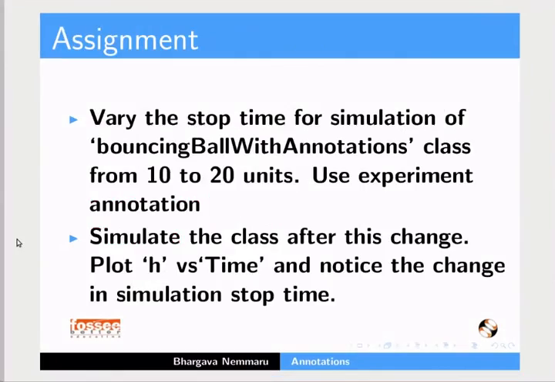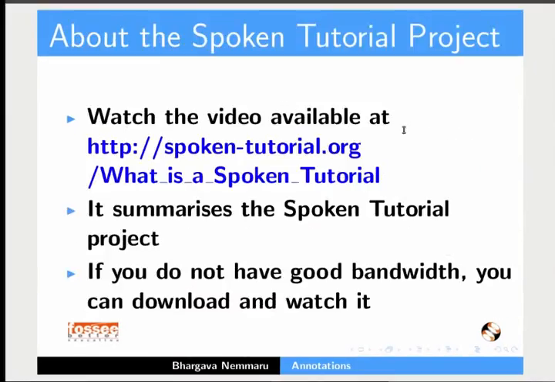As an assignment, vary the stop time for simulation of bouncing ball with annotations class from 10 to 20 units. Use experiment annotation for this purpose. Simulate the class after this change. Plot h versus time and notice the change in simulation stop time. This brings us to the end of this tutorial.